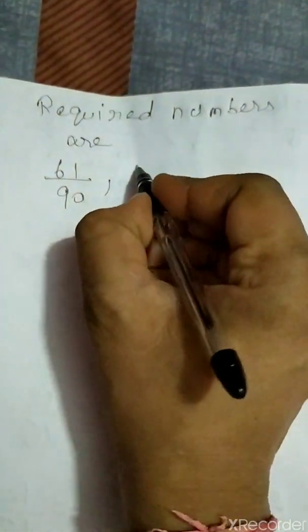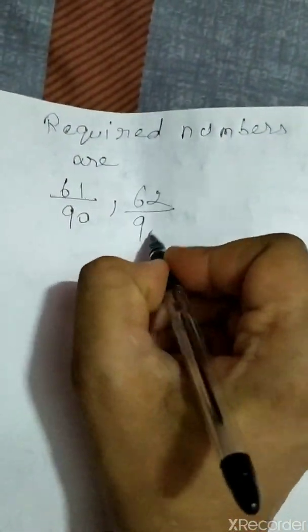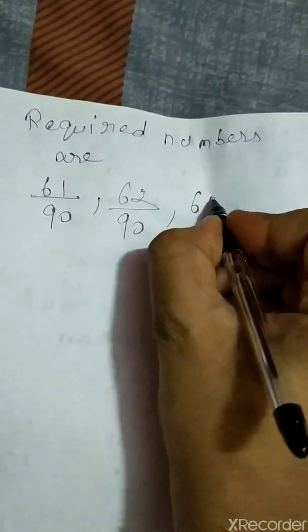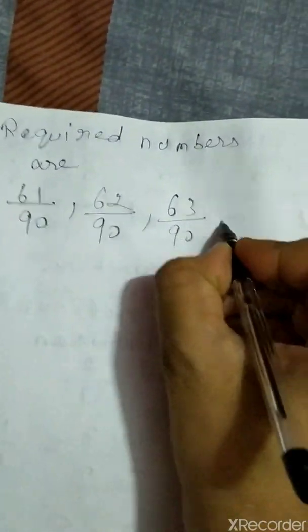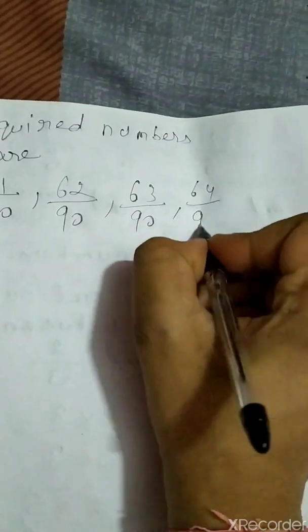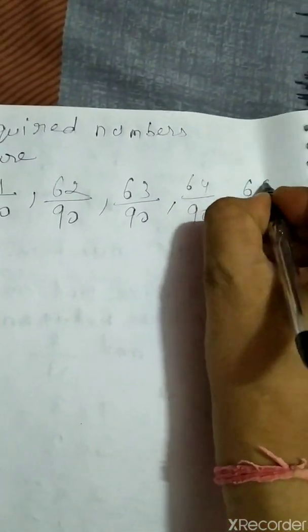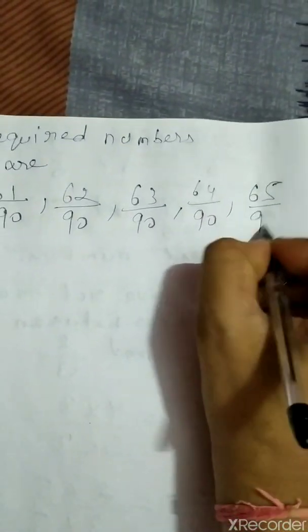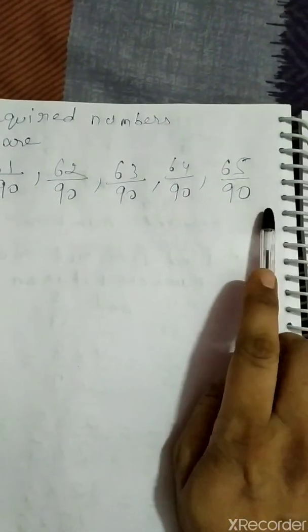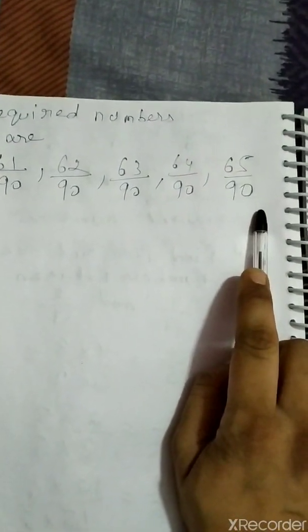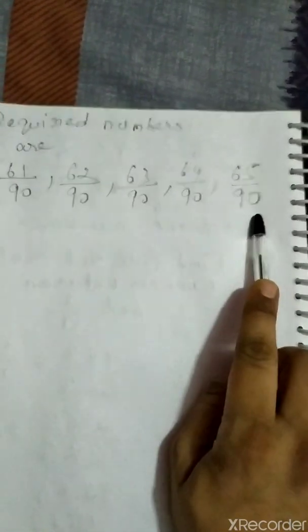61 by 90, 62 by 90, 63 by 90, 64 by 90 and 65 by 90. Because you need only 5 numbers, take only these 5, but you can find up to 71, that means 10 rational numbers you can find between these two.